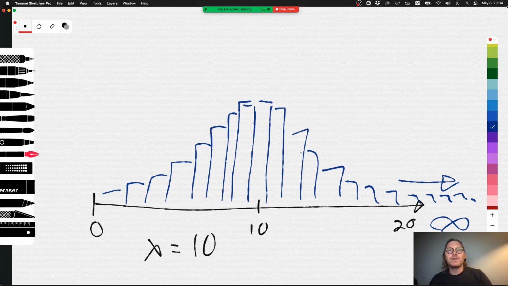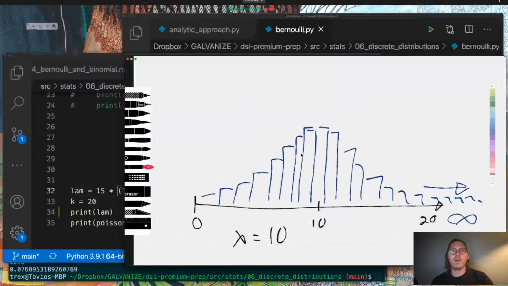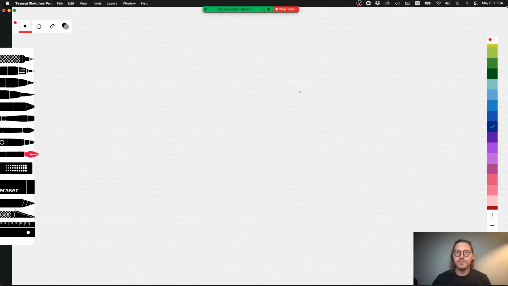Okay, so let's think about the CDF for Poisson. And this is like the binomial PMF, where you have to perform a summation. So I'm not going to give you much to go on, but I'll give you 5 minutes to code it.